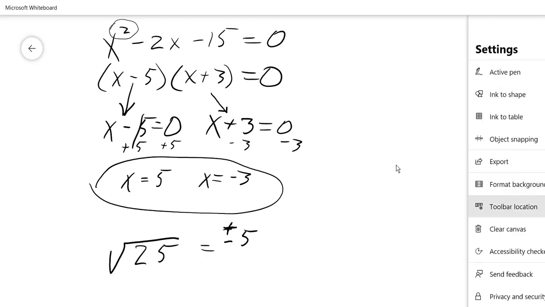Let's see. I'm going to go ahead and erase this whiteboard, and we're going to start again. First let me write out our equation. x squared minus 2x minus 15 equals 0. Now, here are the steps for completing the square.